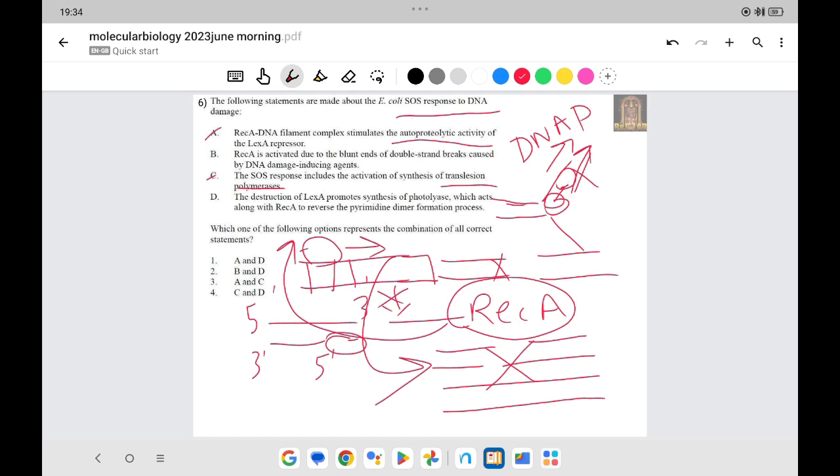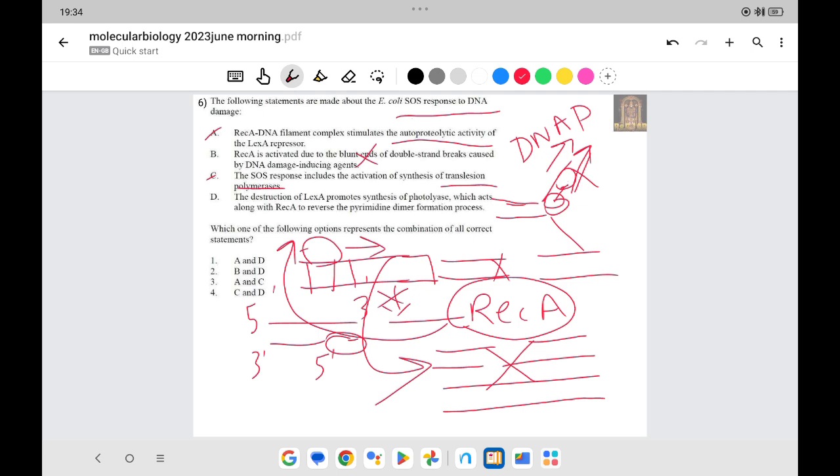RecA is activated due to the blunt ends of double strand breaks caused by DNA damage inducing agents. That is not true, because I have told that we need a 3 prime overhang. And the last one is also not true.